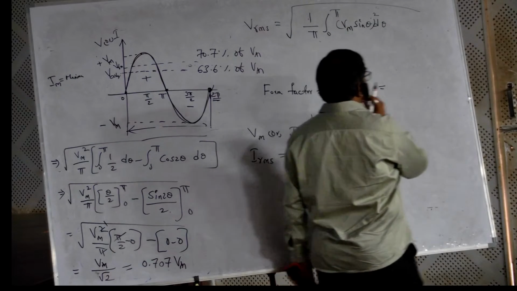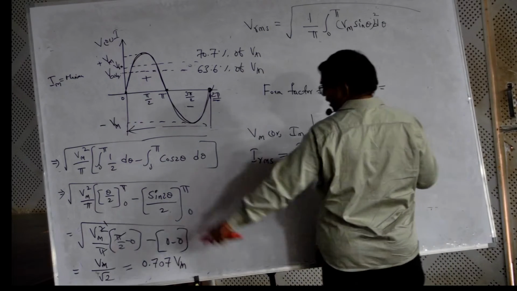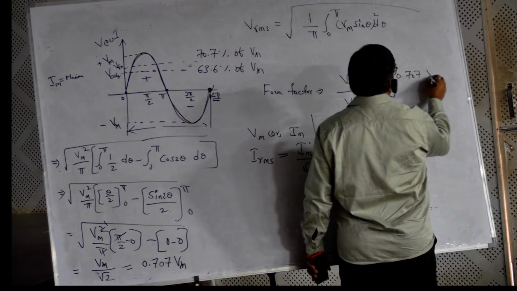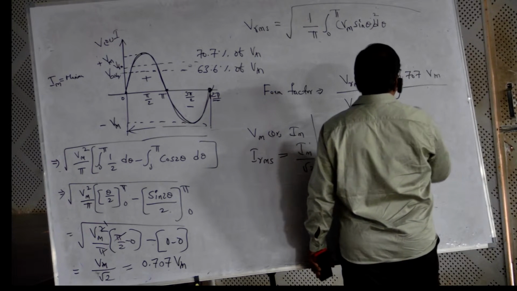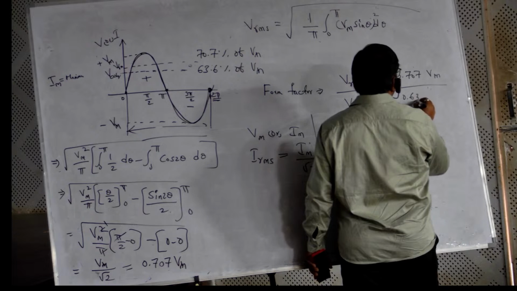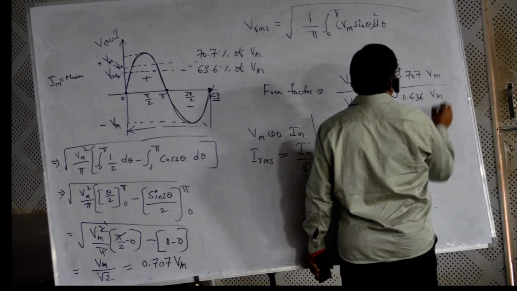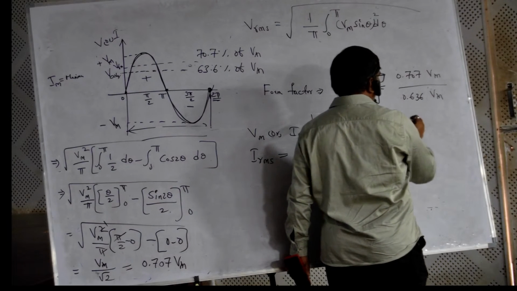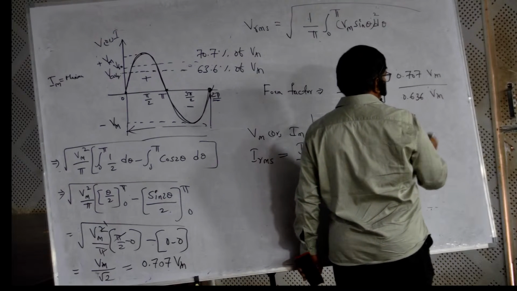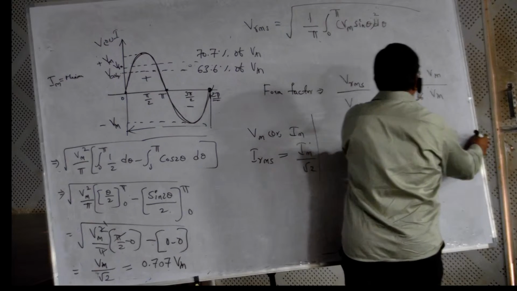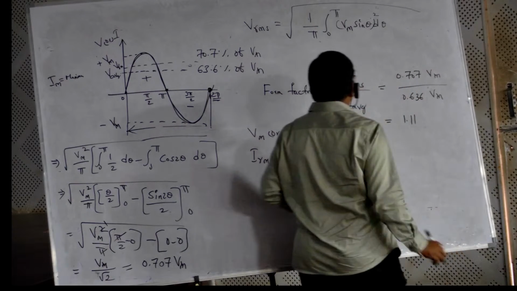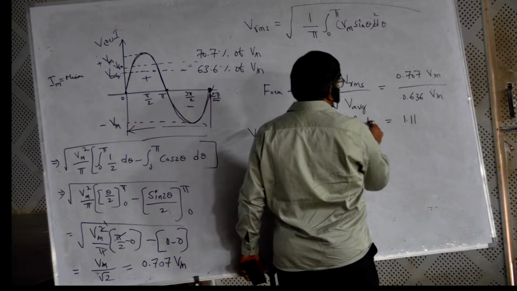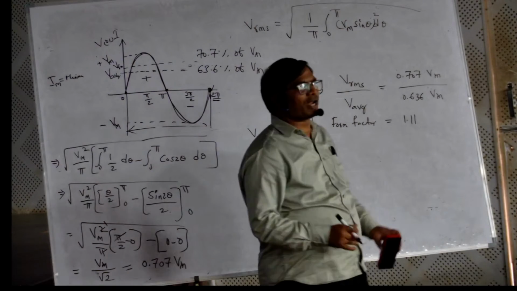What is the RMS value now? 0.707 Vm by the average value 0.636 Vm. What is this value now? 1.11. So the form factor of an alternating quantity is always 1.11.